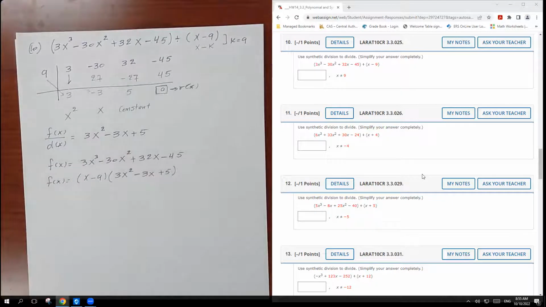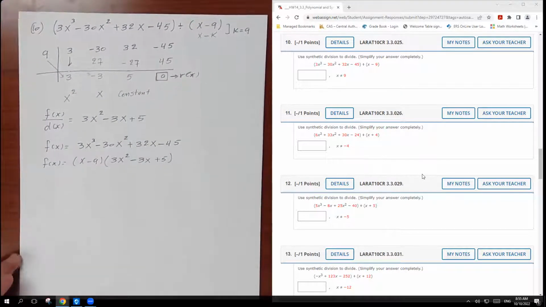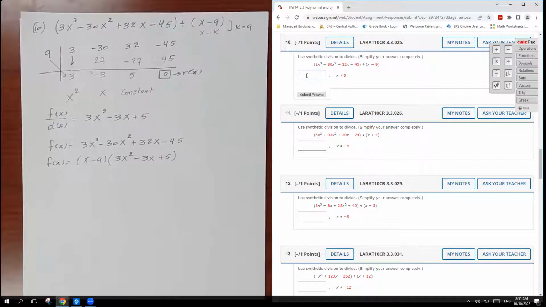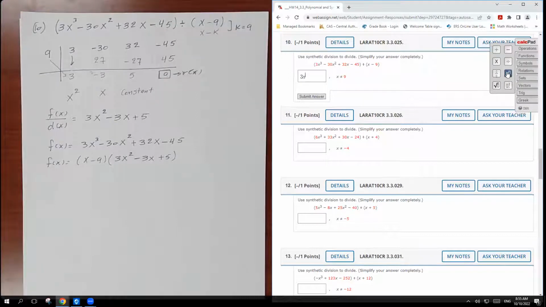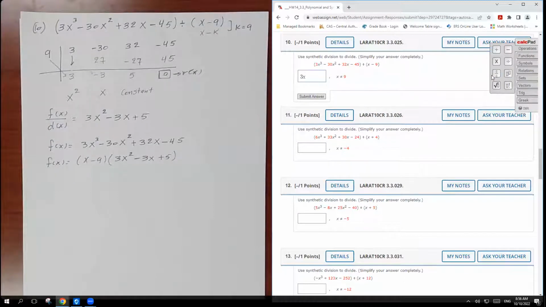But now in this example, we just have to write down the result of what we got here, which is 3x cubed minus 3x squared minus 3x plus 5.